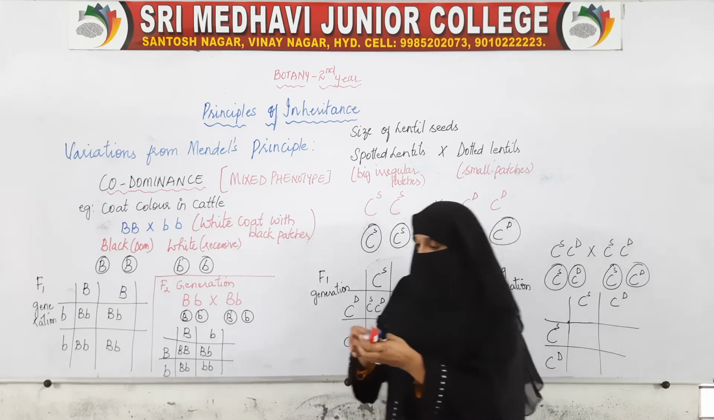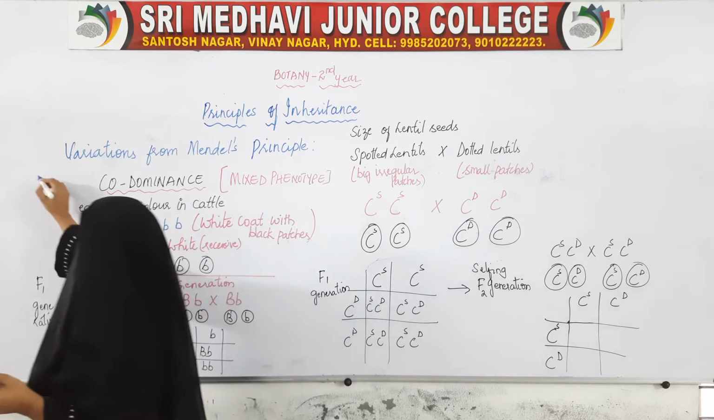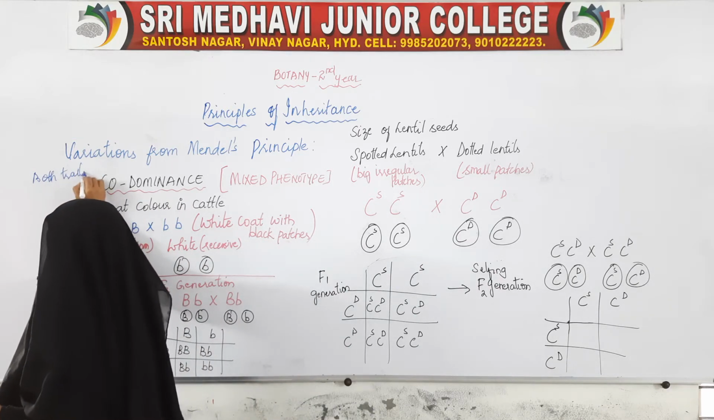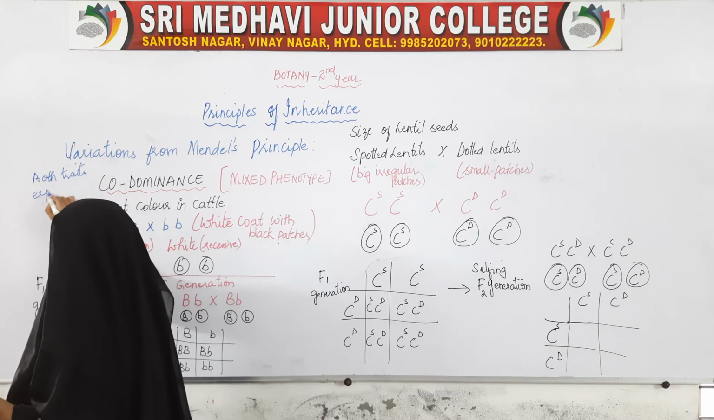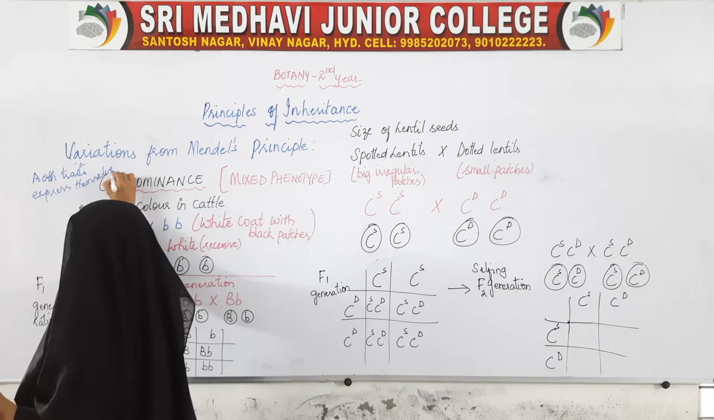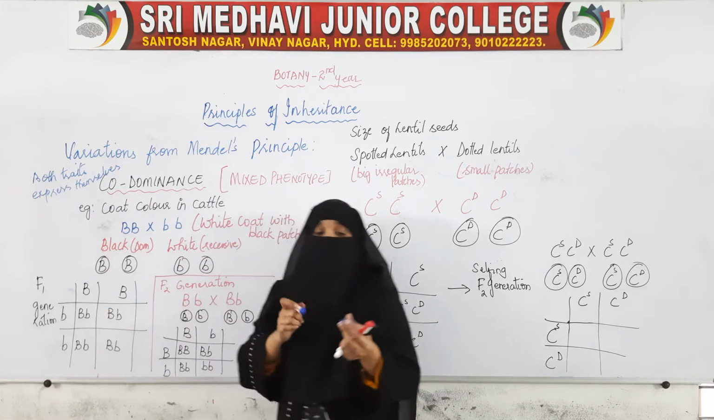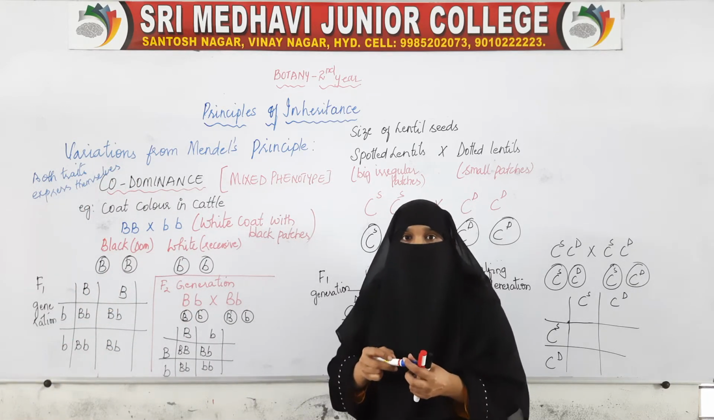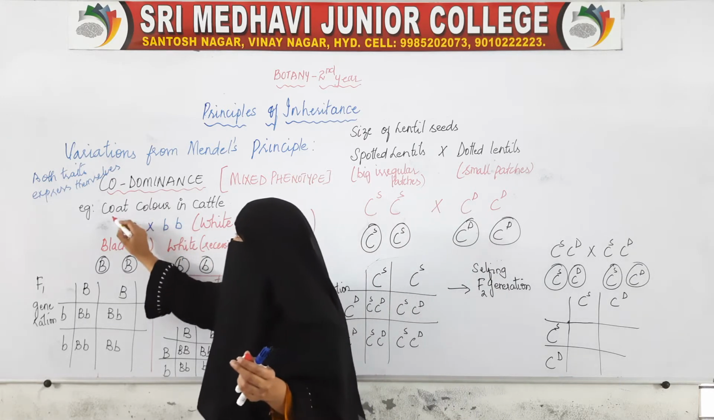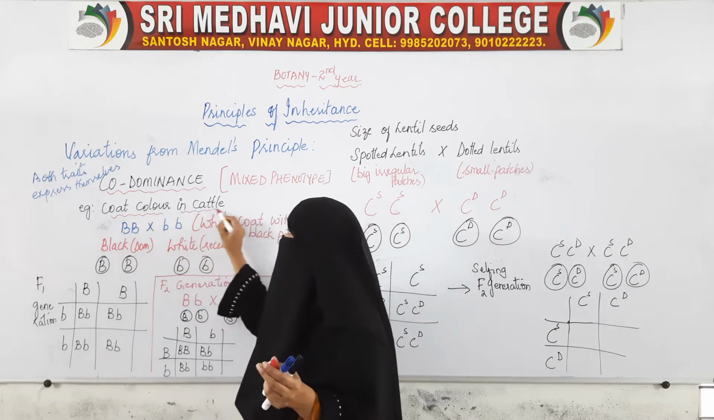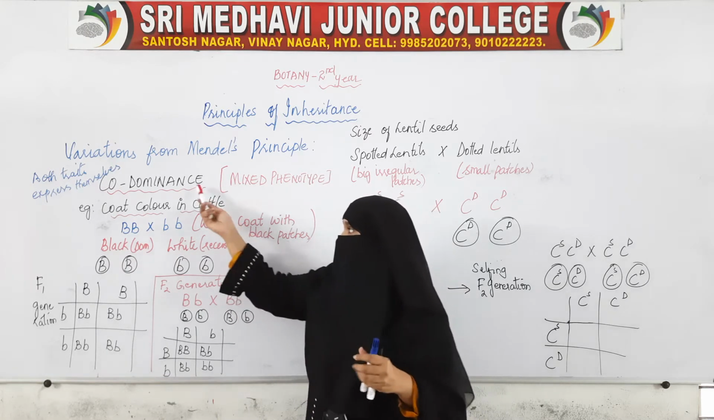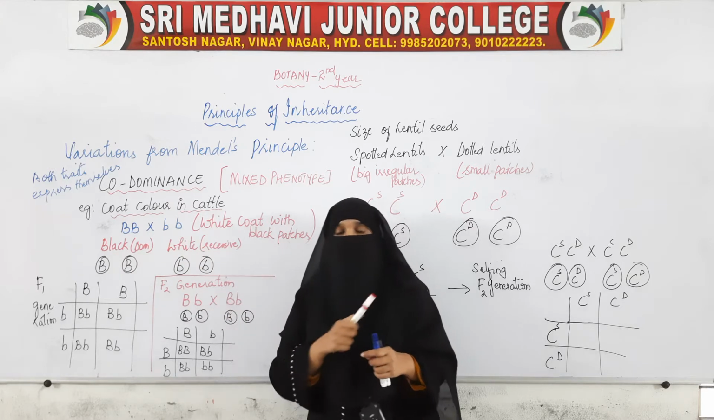In codominance, what we see is that both characters, both traits, express themselves. Let us see what this codominance is by taking examples. The first example which shows codominance is coat color in cattle.